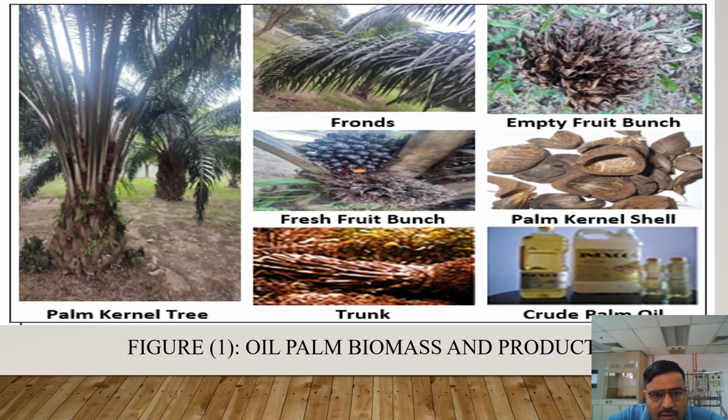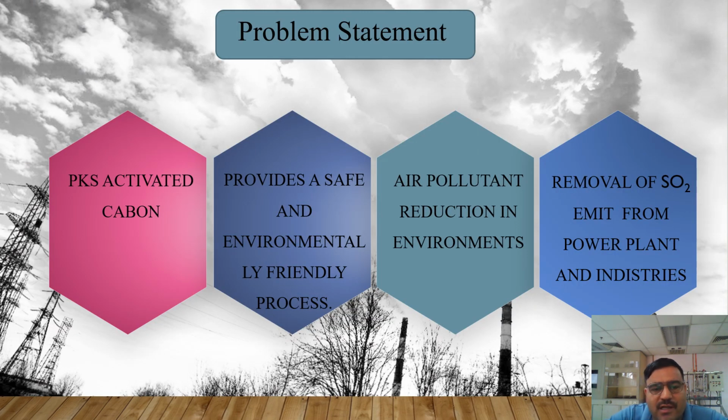This is the oil palm biomass and its production. This is the tree, and this is the fresh fruit bunch, empty fruit bunch, palm kernel shell, and crude palm oil. Problem statement: palm kernel shell activated carbon provides a safe and environmentally friendly process for air pollutant reduction in environments, removal of SO2 emitted from power plants and industries.